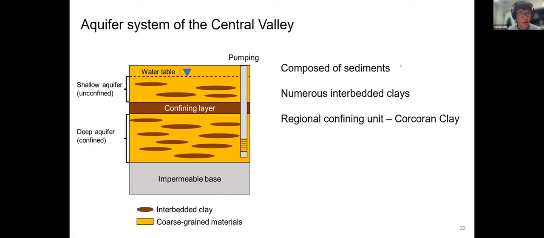To understand that, we need to know what the aquifer system of the Central Valley is. The aquifer system of the Central Valley is mostly composed of sediments like sand and gravel or clays. And this is a typical conceptual diagram. There are numerous interbedded clays, these brownish colors. There are lots of clay patches, which we call interbedded clays. It also includes a regional confining unit called the Corcoran clay, which divides the aquifer system into the shallow unconfined aquifer and the deep confined aquifer. And at the base of the deep confined aquifer, there's an impermeable base. And that's the aquifer system of the Central Valley.